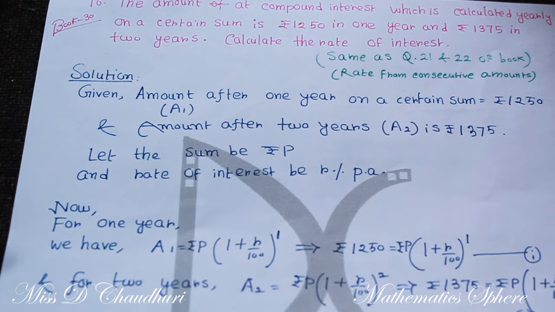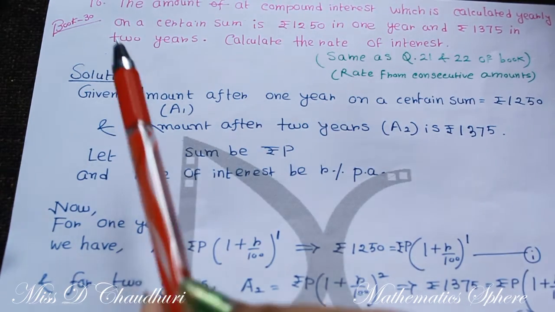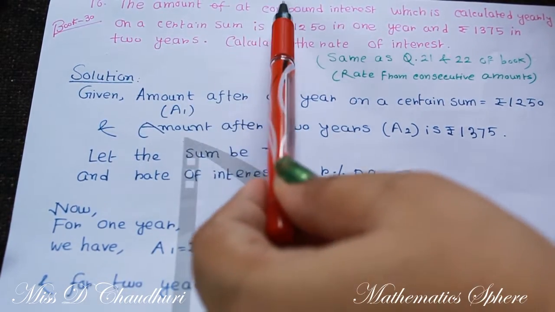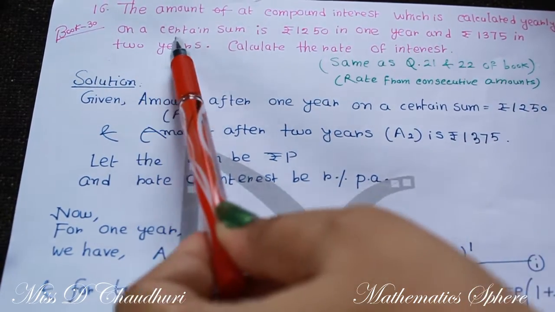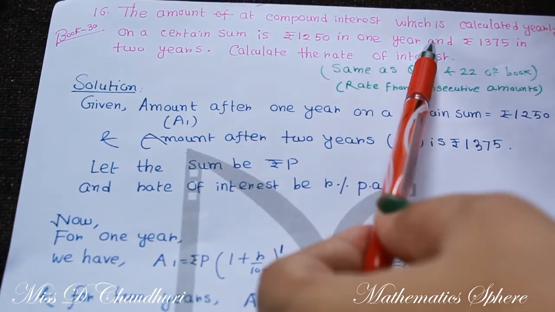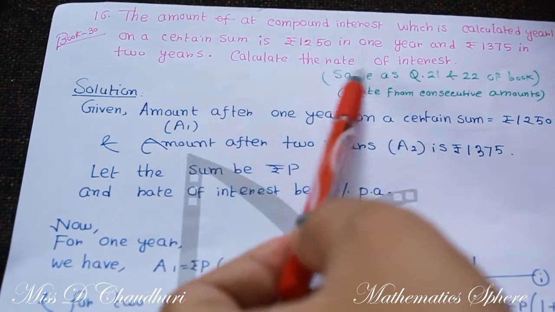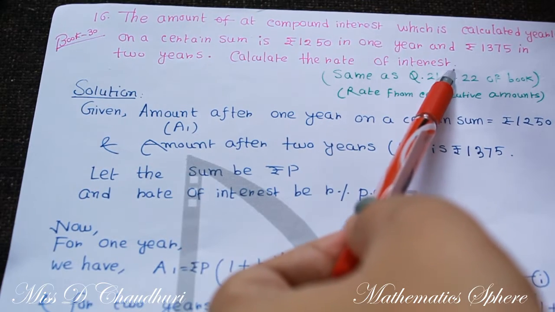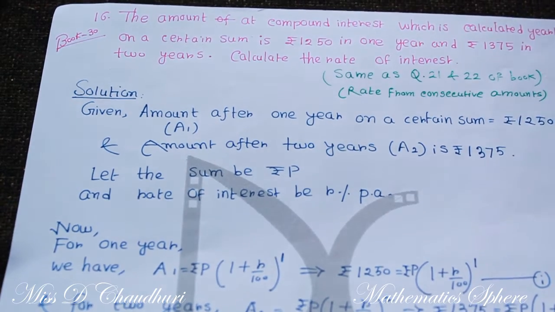I hope you will be able to do it, because we have already solved one sum where the CIs were given. That was a much more typical one. This is very easy, so I'm giving just a recapitulation. So see, they have given the question that the amount of compound interest, which is calculated yearly, on a certain sum is rupees 1250 in 1 year, means after 1 year it is 1250, and 1375 in 2 years, means after 2 years it is 1375. They have told you to calculate the rate of interest. Here they have not even asked you for the principal, means you need not do the second part also. This sum is very easy.